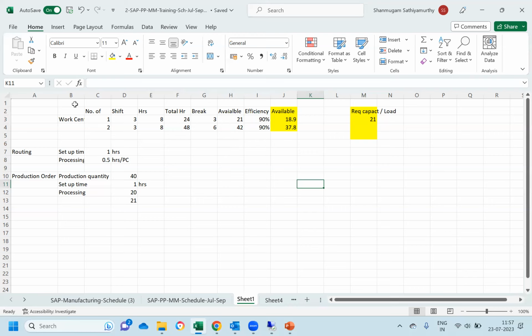Now I have this machine available based on this calculation. This is clear, no? This is the theoretical available hours. If the machine is perfectly running, I am having 21 hours from that machine. But in between, I get some maintenance problem or some other issue. Because of these things, the efficiency of the machine is normally 90%.